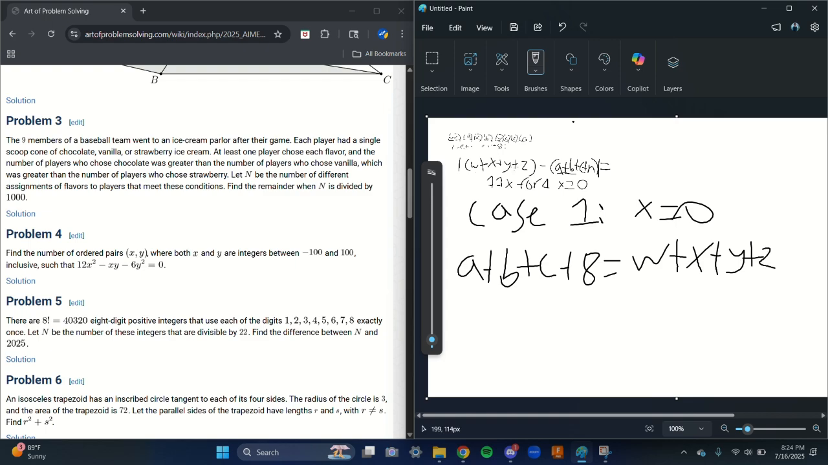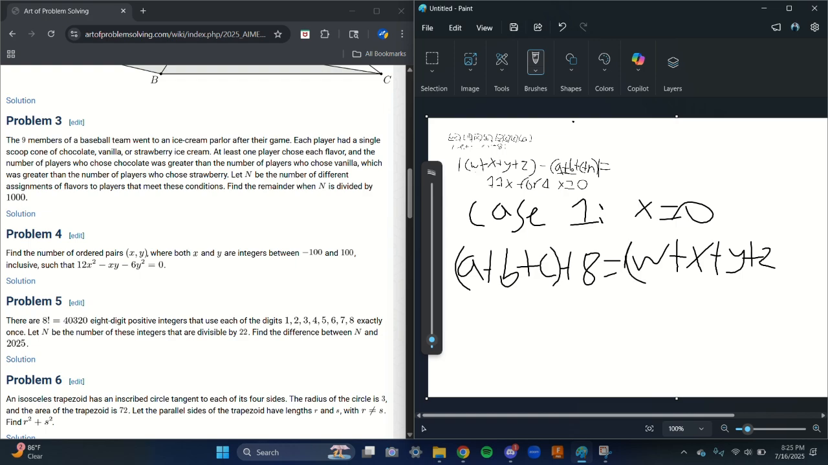Okay, so what a lot of people do when they see this is they just start plugging in random values for a, b, c, and w, x, y, z, and hope something works and they see a pattern. But that's going to take way too much time, and we don't have that much time. So what can we do instead? Well, let's set up a system of equations here.